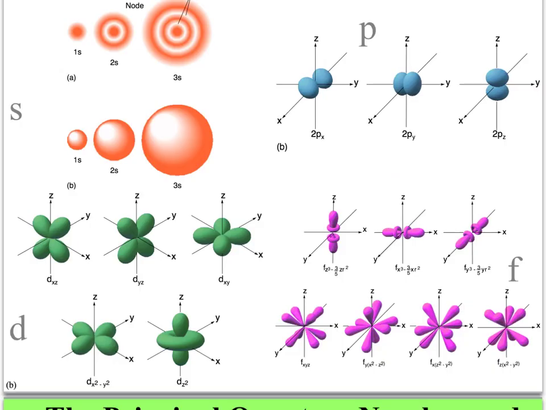Just another look here at the different types of orbitals and how they compare to each other. The red ones there, you have the S's, then you have P, and then D's, and then you can see the F's are very, very complicated compared to the S's. So they increase in complexity as well.